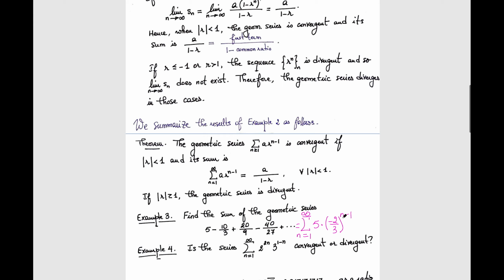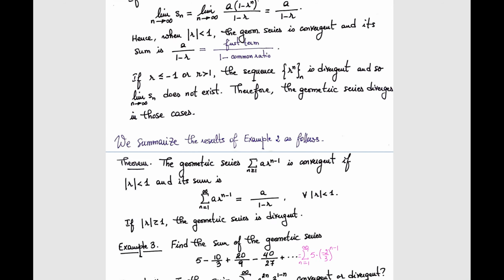Okay, so what's the common ratio? It's negative 2 over 3. And that common ratio in absolute value is smaller than 1. The minus 2 over 3 in absolute value is 2 over 3, which is smaller than 1. As such, this series is going to converge to this number. Okay, so let me write this for you. Let me make this a little smaller. Okay, so now let me zoom in.